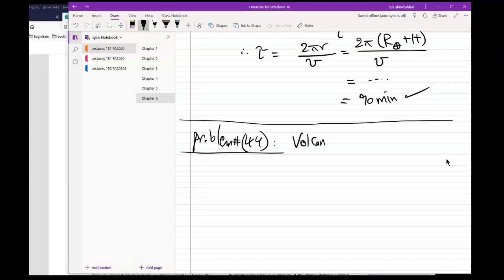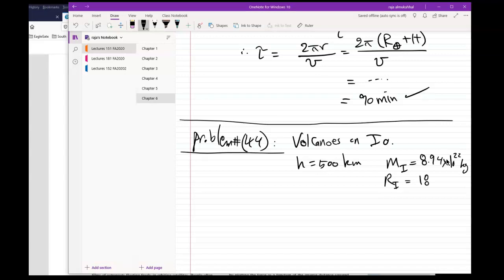Volcanoes, sorry. On Io. All right, so what we have: the height that is reached is 500 kilometers. The mass of Io, I'm going to call it m sub I, is 8.94 times 10 to the 22nd kilogram. And then the radius of Io. Always write down the given.